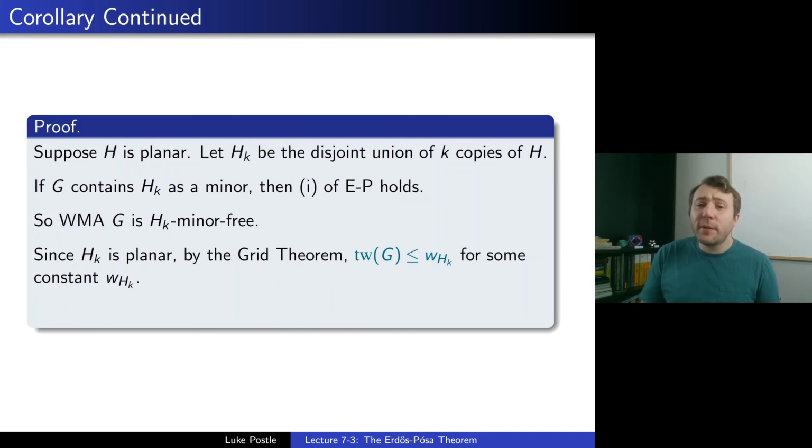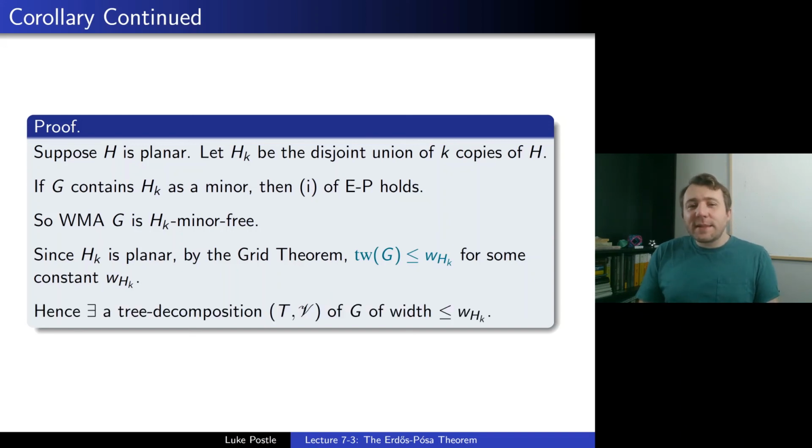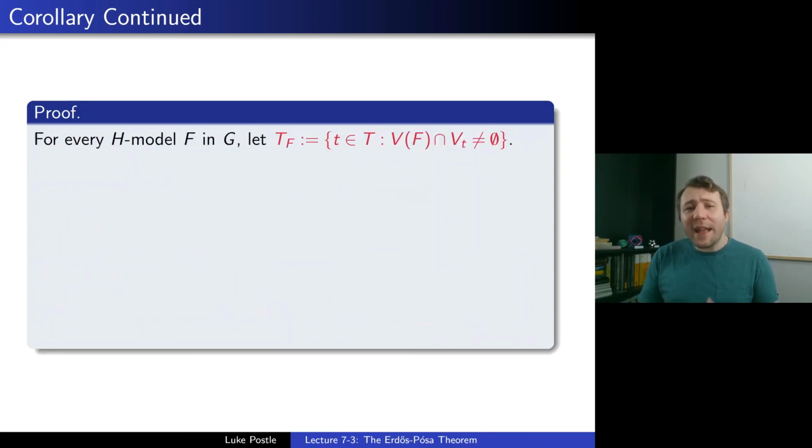So by the grid theorem, we know it has bounded tree width when we exclude HK as a minor, which we're doing here. So the tree width of G is at most WHK for some constant WHK. And W there is to represent width. So that means that there exists a tree decomposition of G of width at most WHK. We're excluding this planar graph, so we have bounded tree width by the grid theorem. That's all we're doing. And now that we have that, we can use the general Helly property for trees, to convince you that there's a small hitting set, or there are many different copies of H.